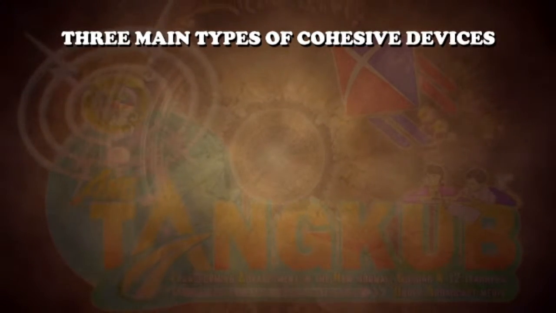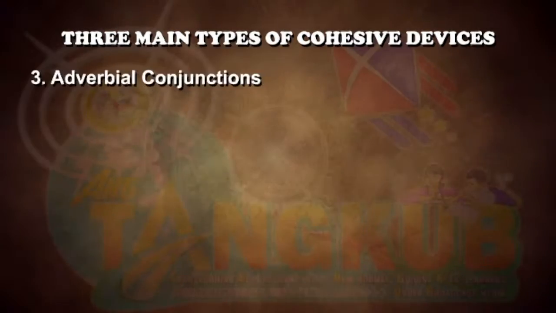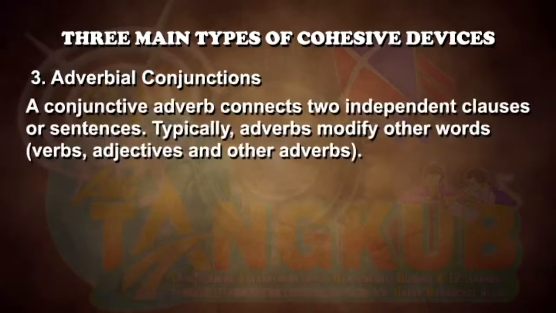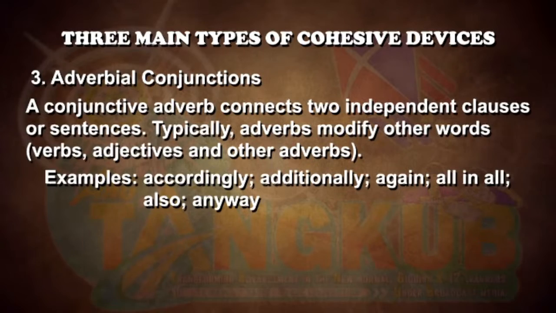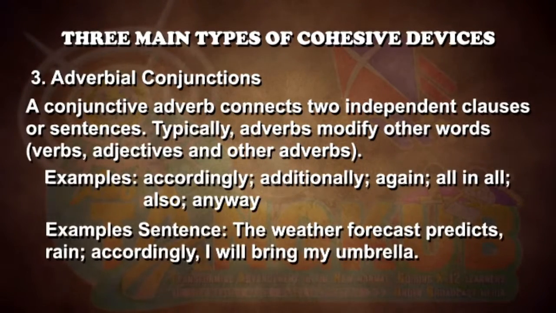The third type of cohesive devices are adverbial conjunctions. A conjunctive adverb connects 2 independent clauses or sentences. Typically, adverbs modify other words, verbs, adjectives, and other adverbs. Examples, accordingly, additionally, again, all in all, also, and anyway. Example sentence, the weather forecast predicts rain. Accordingly, I will bring my umbrella.